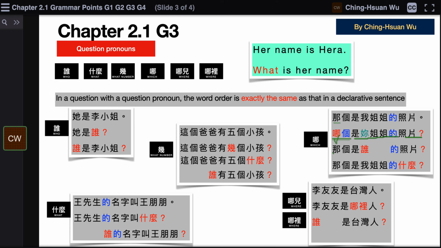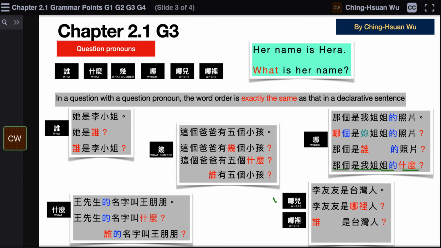Or you are looking at that photo, but you don't know whose photo it is, then you can say 那个 that one 是 is whose photo, 谁的照片. So 谁的 is asking this part of information. Next, 那个 that one 是我姐姐的什么? So maybe you're standing far away from that photo, so from a distance you can't see exactly what that is. So you ask, that one is my sister's what?